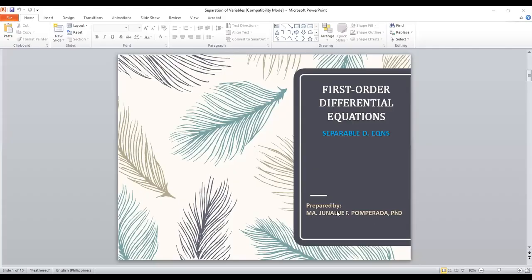To share my screen for the separable differential equations. So you know already first order differential equations, you only get to see one derivative. And the first type that you will learn how to solve is the separable differential equations. So from the term itself, the variables can be separated. After it can be separated, you can now go straight to integration. Okay, I will go to the presentation of this PowerPoint.